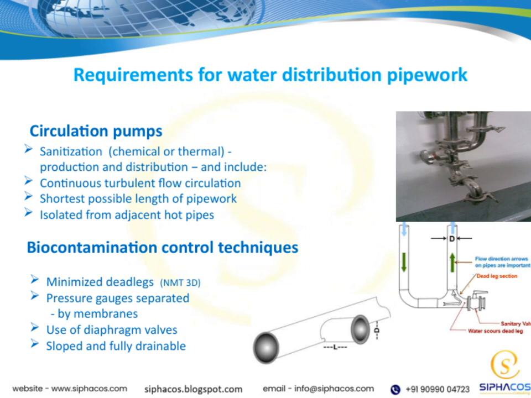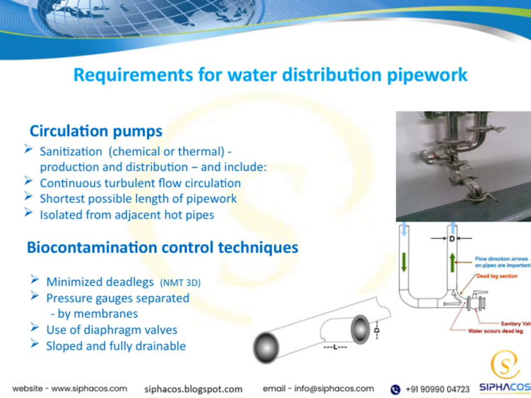Speaking of sanitization, whether chemical or thermal, it's essential for both production and distribution. Continuous turbulent flow circulation plays a big role in this, as it ensures thorough cleaning and prevents buildup. We also aim for the shortest possible length of pipework to minimize dead zones and make the system more hygienic. Isolating hot pipes from other lines is another critical aspect, reducing the risk of cross-contamination. Biocontamination control techniques, such as proper cleaning protocols and monitoring, help keep microbial growth in check.